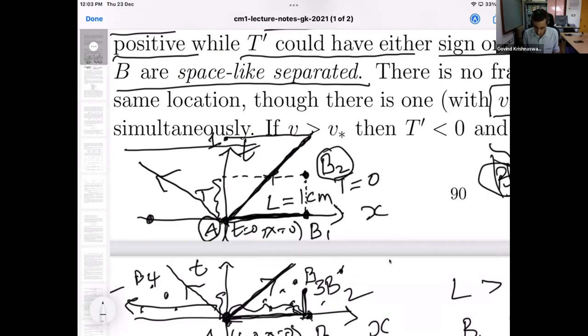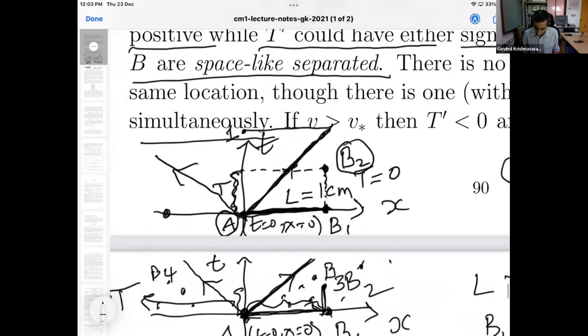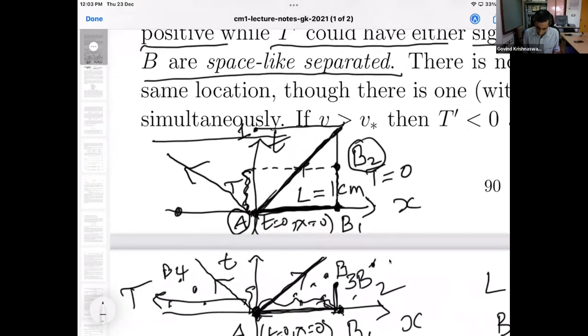We already argued that the spatial separation L is 1 centimeter, simply because I drew it above that point. The temporal separation is this amount. I am claiming that that time distance is actually less than 1. Why is that? Because to find the time 1, I have to go space 1, go up to a line of 45 degree and then go to the left. I hope you understand that geometric construction.